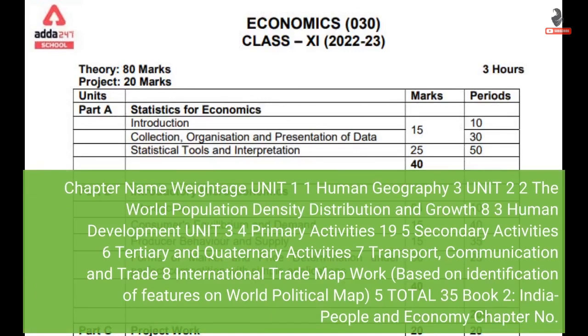Chapter Name, Weightage. Unit 1 Human Geography 3. Unit 2 The World Population Density Distribution and Growth 8, Human Development. Unit 3 Primary Activities 19, Secondary Activities 6, Tertiary and Quaternary Activities 7, Transport, Communication, and Trade 8, International Trade. Map Work, Based.